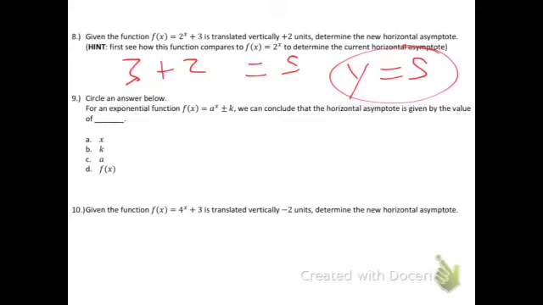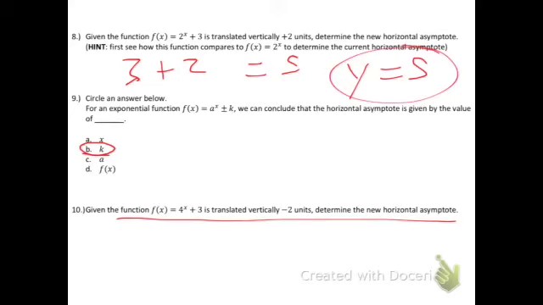Okay. When you read this and circle the right answer for an exponential function of f of x equals a to the x plus or minus k, we conclude that the horizontal asymptote is given by the value of, well, this here, that's just the original function, like 2 to the x. That actually didn't determine our horizontal asymptote. It was all in what got added on the end. And so k is going to determine our horizontal asymptote.